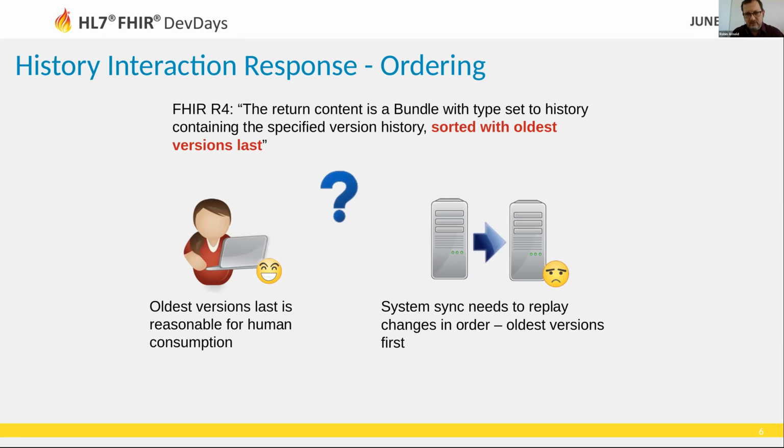Another part of the FHIR R4 spec says this. The return content is a bundle with type set to history containing the specific version history, and the most important piece, sorted with oldest versions last. Now, when we started implementing it, it was like, hold on a minute, there's an issue here. Oldest versions last is very reasonable as a response for, say, human consumption, because it means that I'm going to see the most recent, the most up-to-date data in the first page.